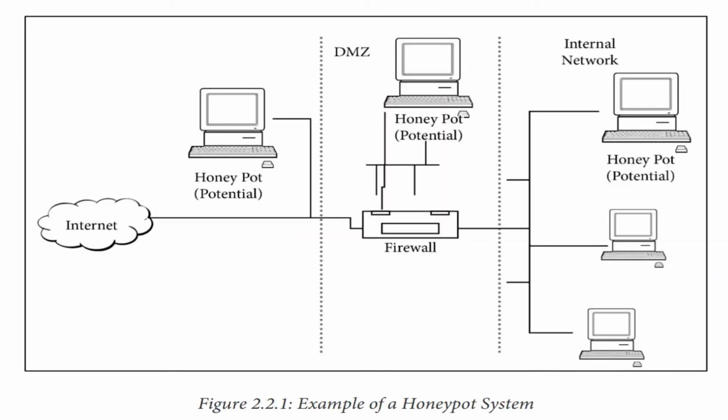The figure shows a honeypot installed between the DMZ and the internet. The demilitarized zone is a safer zone after the internet. First there is the installation of the honeypot, then a firewall, and finally there is an internal network which should be protected from the intruder.